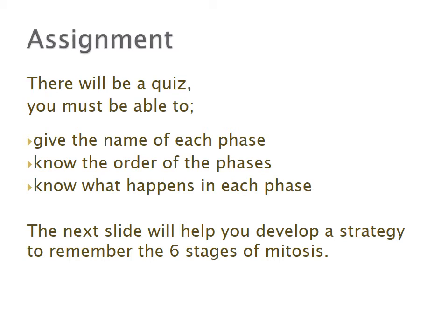Interphase, DNA is copied. Prophase, nuclear membrane breaks down, centrioles start to form spindles. Metaphase, middle phase, the DNA gets lined up in the middle. And then anaphase, the DNA gets pulled apart. Telophase, the nuclear membranes start to form, and then cytokinesis, the cell starts to separate. So that's off the top of my head.